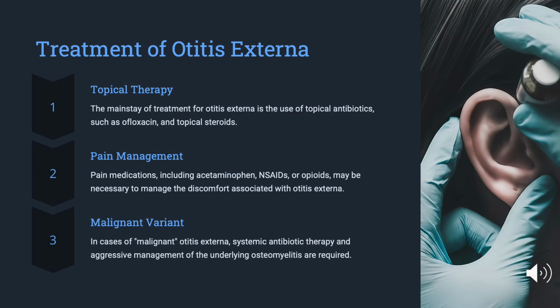The primary treatment for otitis externa involves the use of topical antibiotics, such as ofloxacin, along with topical steroids. Pain management may also be necessary, utilizing medications like acetaminophen, NSAIDs, or opioids to alleviate discomfort associated with otitis externa. In instances of malignant otitis externa, systemic antibiotic therapy and vigorous management of the underlying osteomyelitis are imperative.